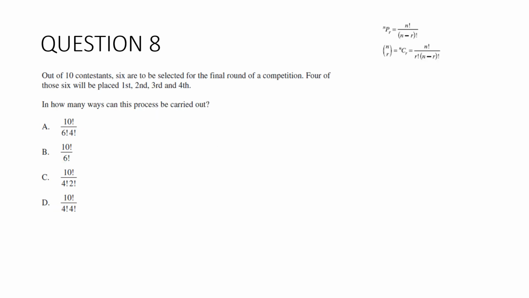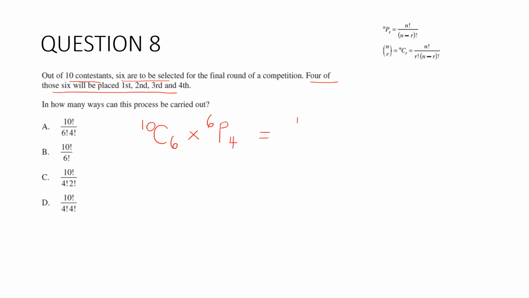Question 8. Out of 10 contestants, 6 are to be selected for the final round of a competition. 4 of those 6 will be placed first, second, third, and fourth. In how many ways can this process be carried out? All right, let's start here. 10 contestants, 6 are to be selected, so order is not important. And then 4 of those 6 will be placed in order. So out of the 6, we want to place 4 of them.